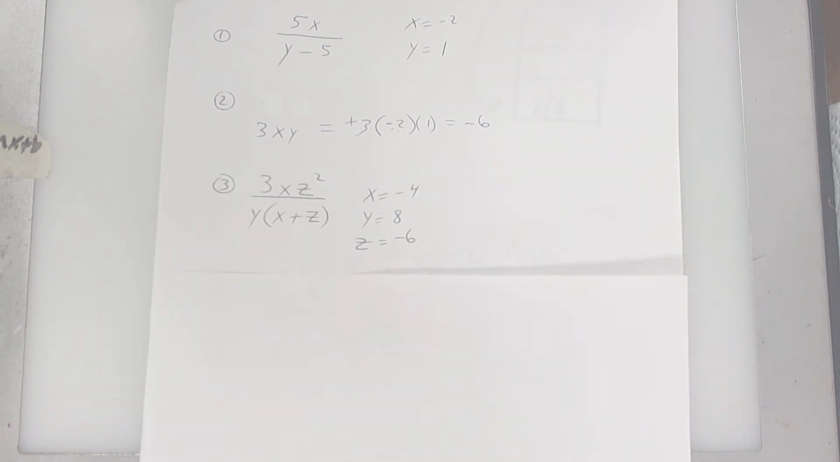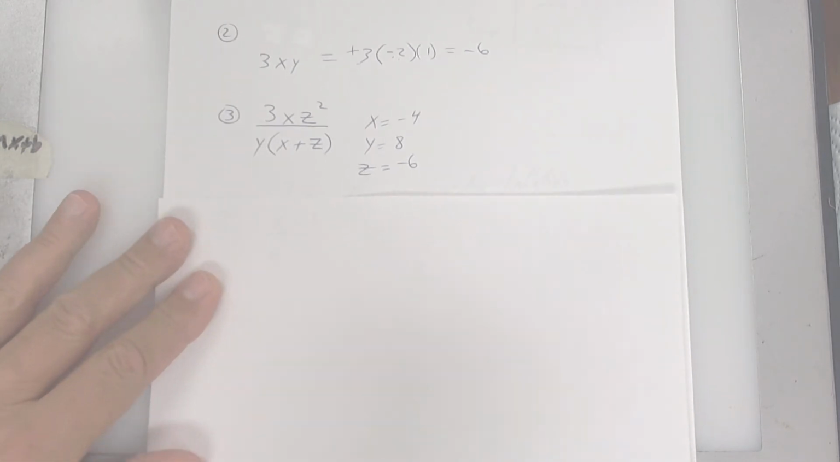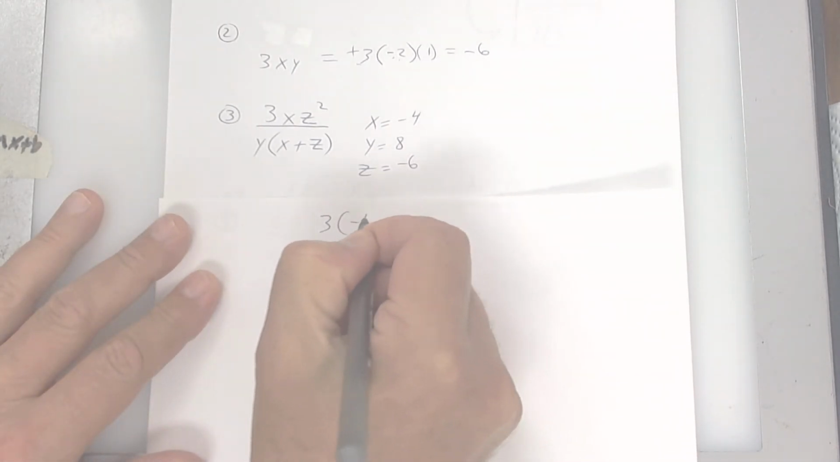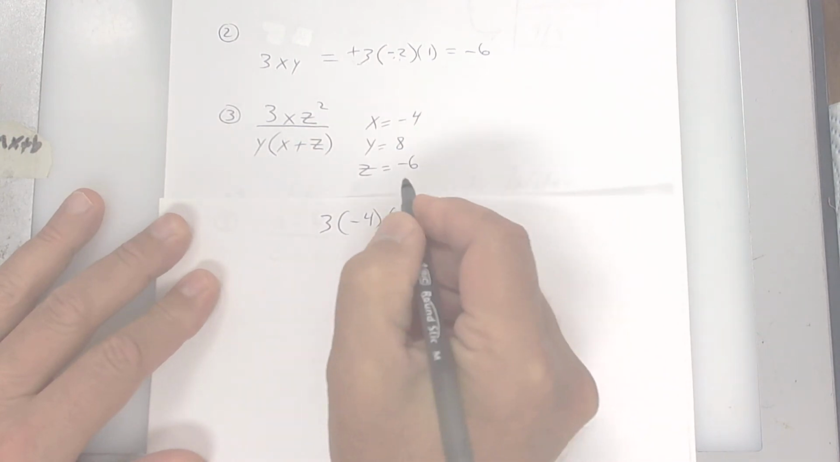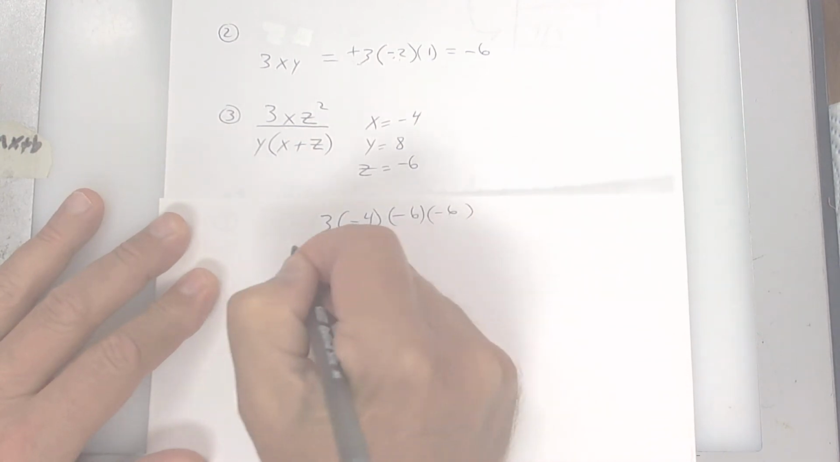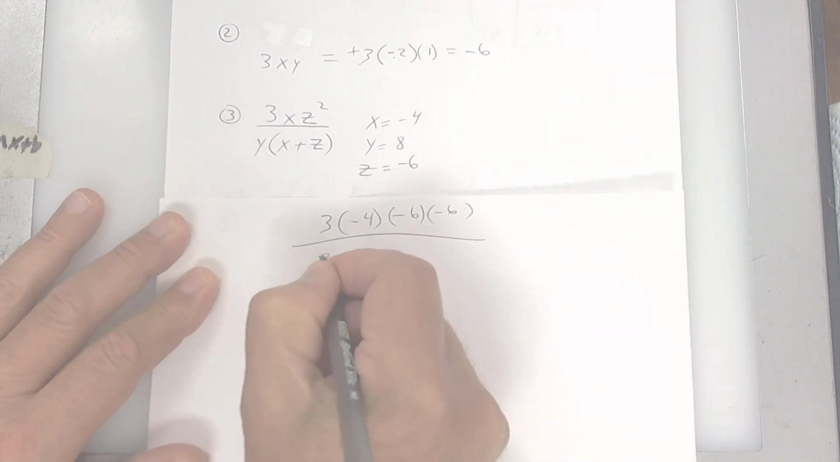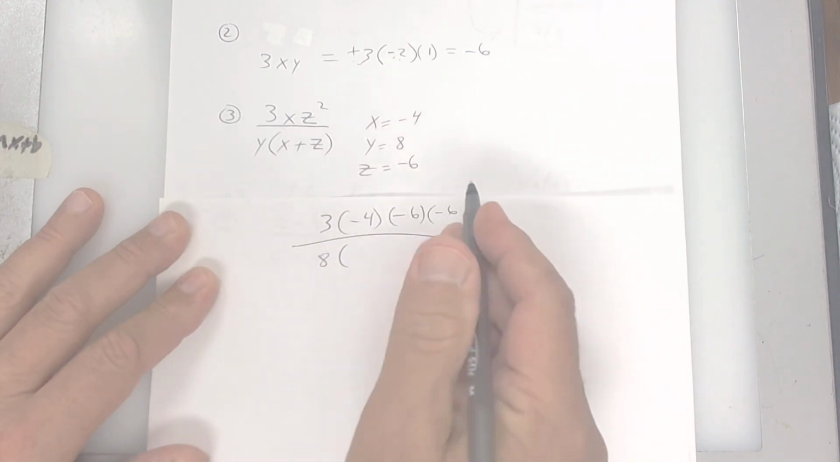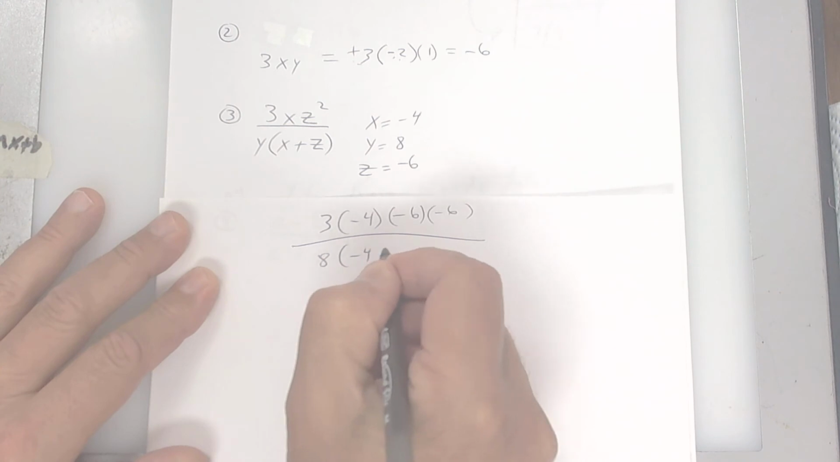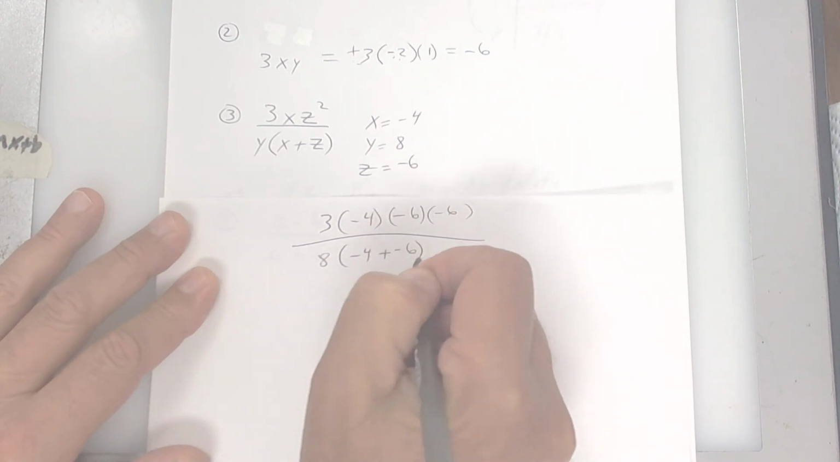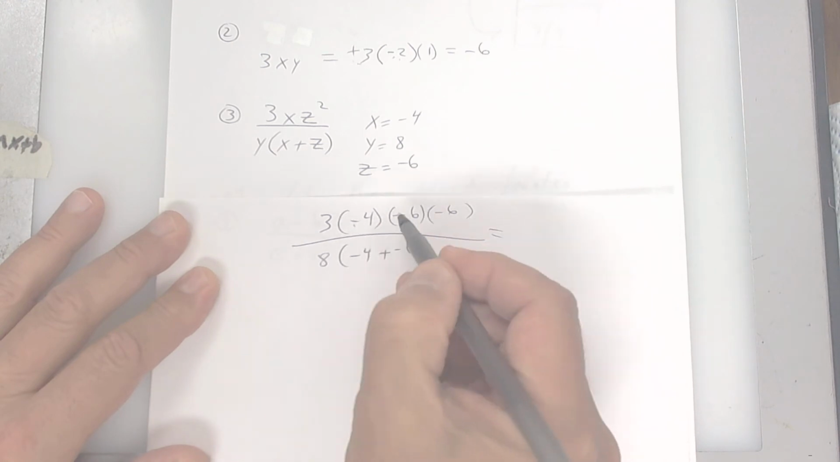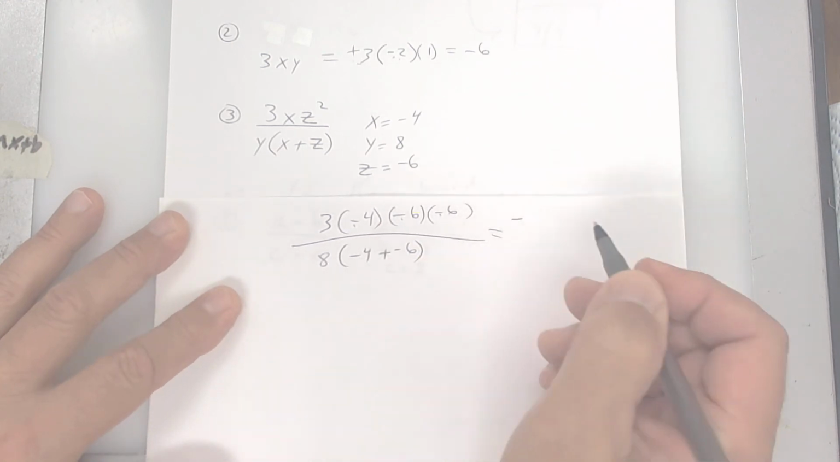Try number 3. Now this one looks like a lot of work here, so let's try it. So it's going to be 3 times x times z. It's z squared, so write that twice. So negative 6, negative 6. And then y is 8. And then x plus z. X is negative 4. And z is negative 6. So plus a negative 6. Let's work this. 1, 2, 3 negatives, so it's going to be a negative.